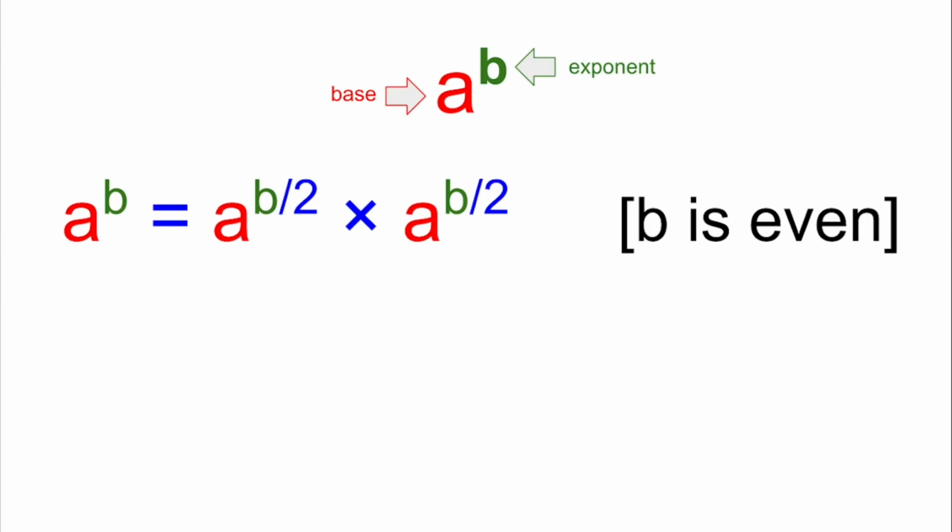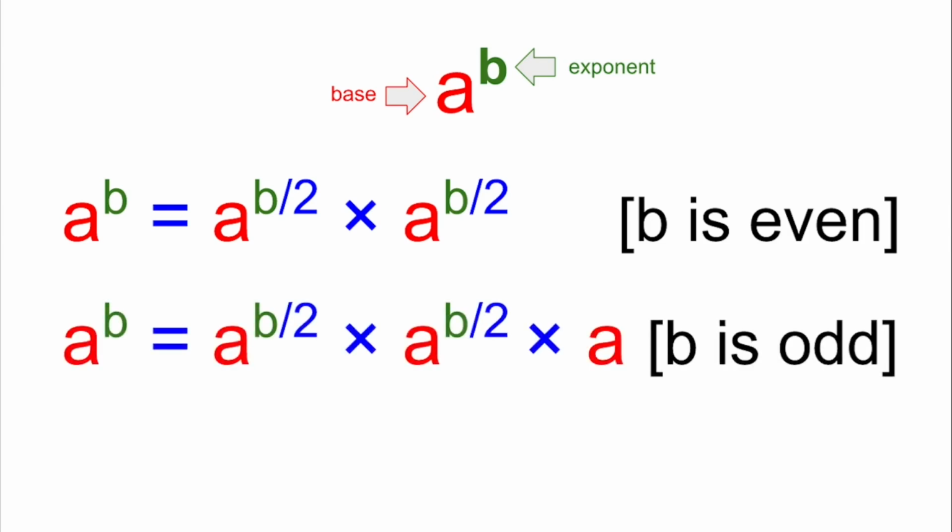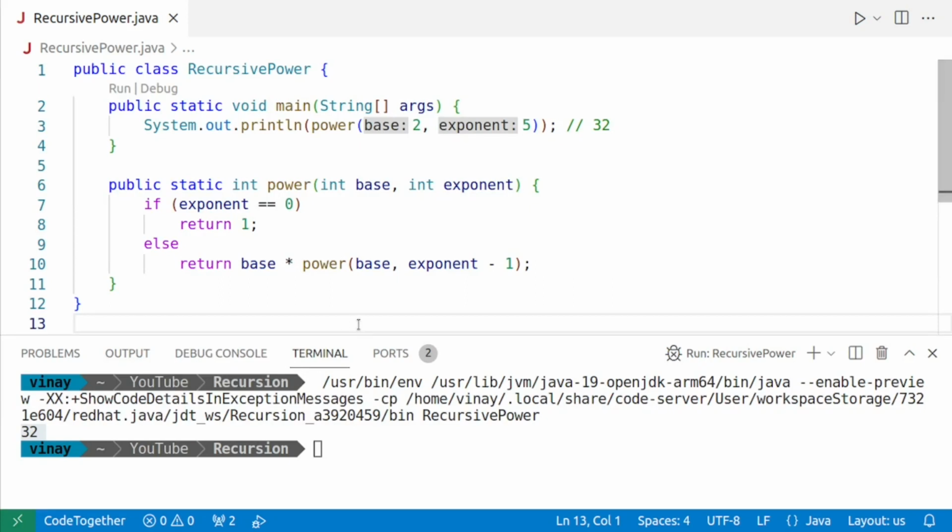Now you might be wondering about the case when the exponent is odd, and the answer to that question is very simple. To cater to the odd exponent, we just need to multiply the result by the base or a, like this. And this takes care of both the scenarios, that is, when the exponent is odd and when the exponent is even. So let us now modify this code to make that optimization which we just discussed.